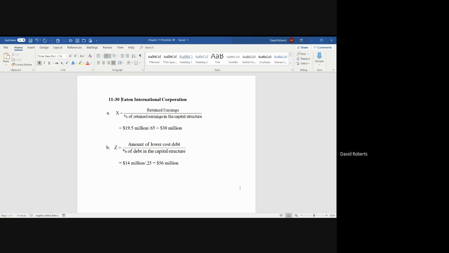So this simply puts it into dollar amounts rather than percentages, and looks at the problems of capital structure a little bit differently than what we did earlier in chapter 11.